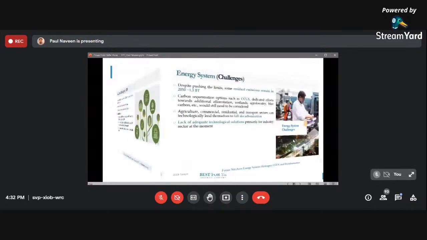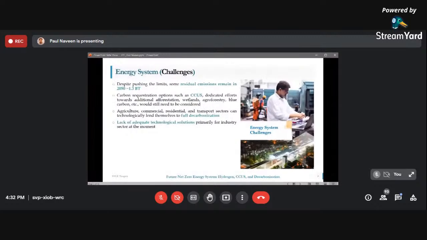And coming to the energy challenges, what can be the challenges? Still, though we are moving towards this, what are the limitations that still exist in this era? Despite pushing these limits, on residual emissions, the emissions will still be somewhere around 1.3 billion tons. And carbon sequestration is one such technology.